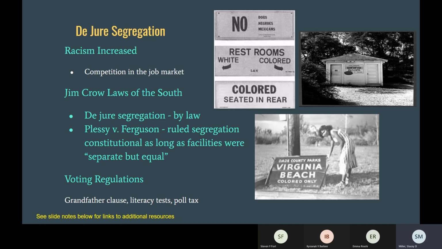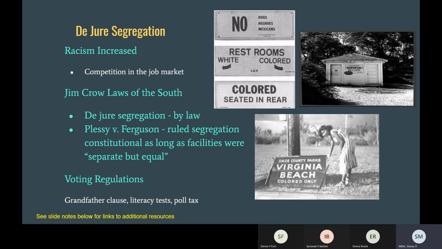Plessy versus Ferguson is part of that too, ruling that segregation is allowed basically as long as things are separate but equal. We also have issues of voting regulation. So even though African Americans are given the right to vote, we have things like the grandfather clause, literacy tests, which even I probably couldn't pass the way that they were set up. With that, we also have poll taxes, which aim to exclude anybody who might be of the lower class as well. We have segregated schools, segregated transportation, segregated cemeteries as well. And then also segregated beaches and things of that nature.